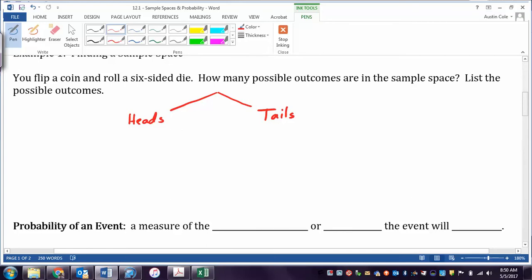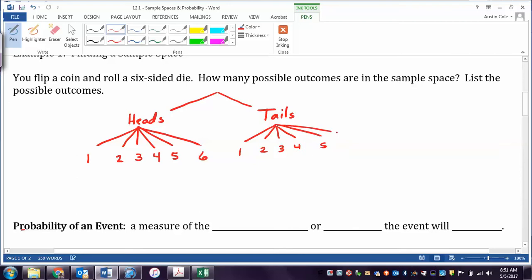So let's say I get heads when I flip this coin. Now I'm going to grab a die and roll it. 6-sided, so I've got 6 opportunities that I could roll on that die, either a 1, 2, 3, 4, 5, or 6. So from the heads, I have 6 things coming from that heads outcome. If I flip a tails and then I roll a die, I'm going to have 6 possible outcomes that I could get from that die.